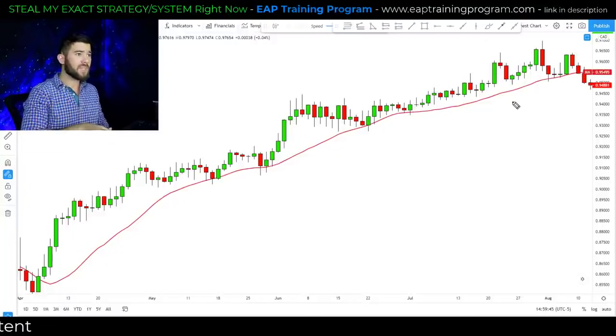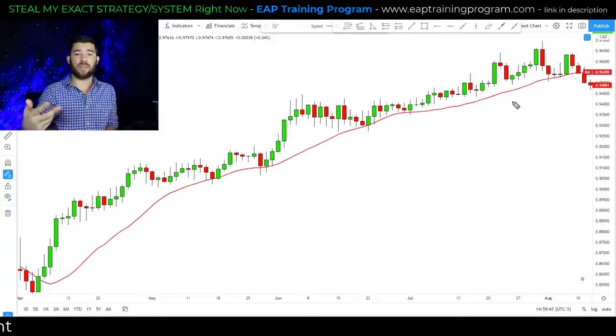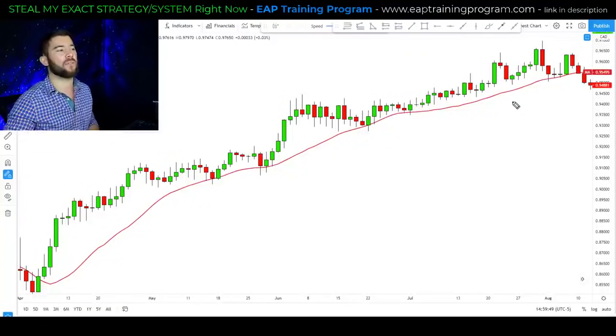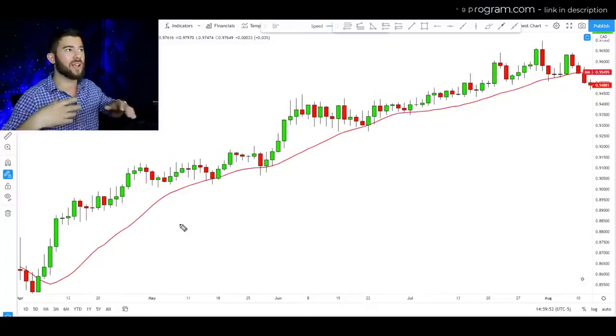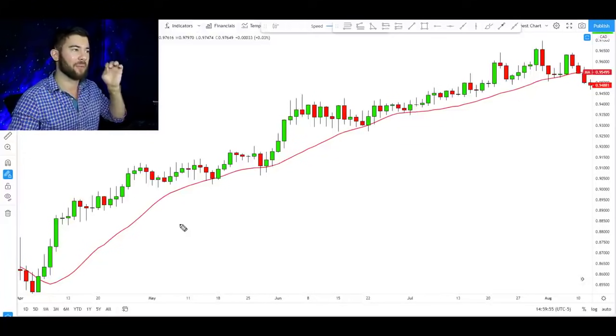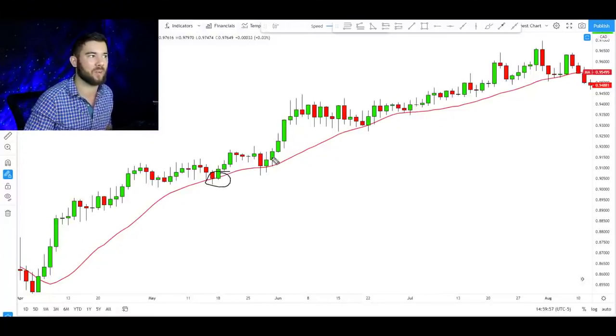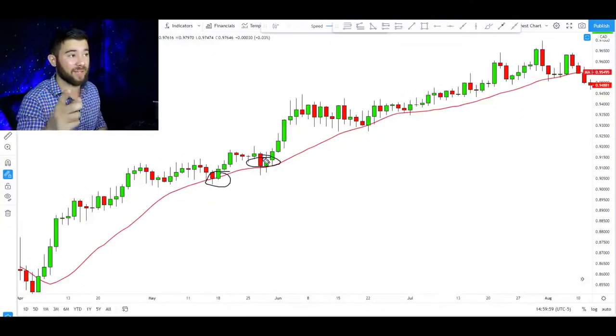But the next way I like to use moving averages is as an area of value. As you can see on the chart here, yes, this is cherry picked and it will not work every single time. I'm not saying buy every time the market hits the 20 period moving average. Trust me, I've done that and it sucks. It does not work.